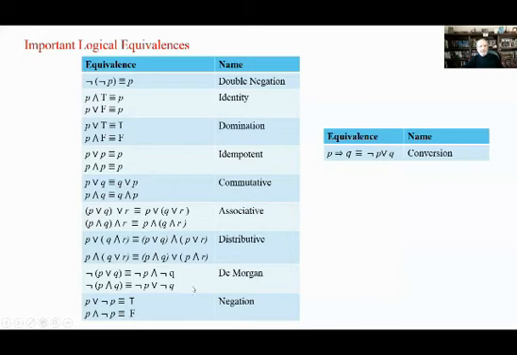DeMorgan, those are the DeMorgan's laws. And this is the negation laws. P or not P is always true. And P and not P is always false. And this one, we are calling it convergent. And we proved it a little bit earlier. Very important one to use in complicated expressions.